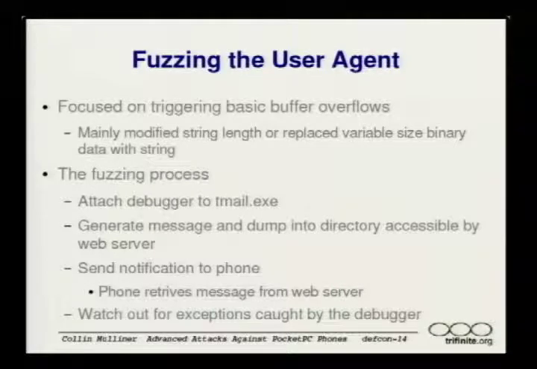We were basically just after basic buffer overflows, string length stuff, just some basic testing. So you hook up the debugger to tmail.exe, generate a message, dump it into the web server directory, and send the message notification. The phone will retrieve the message from the web server. Either it does nothing and just looks funny, or it doesn't show anything, or maybe tmail.exe will crash and you get a nice exception.